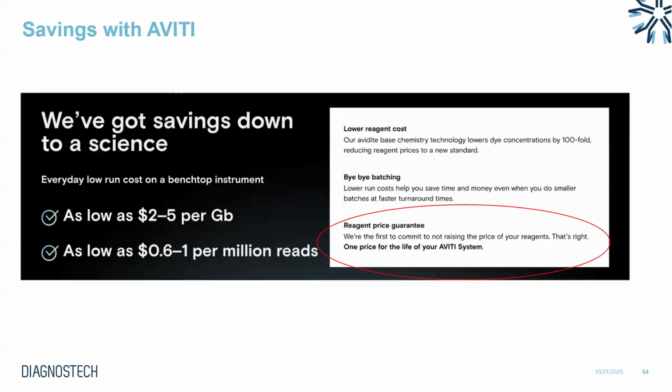Something else that Element has promised is a reagent price guarantee for the lifetime of your sequencer, meaning they will not increase the price of the reagents for the lifetime of your system. As a distributor, we just have to note that obviously exchange rates and freight may change, but the base cost will not change from Element.